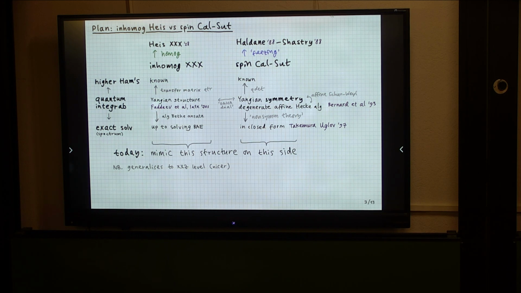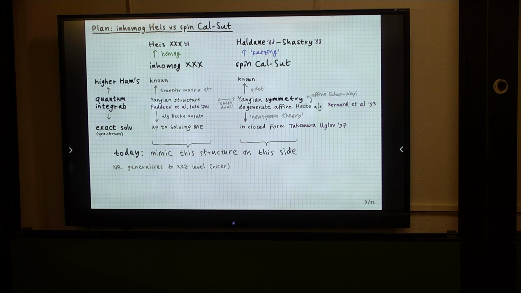On the right-hand side, now things are algebraically a little bit more clear than for Haldane-Shastry. So this model still has a Yangian symmetry. Here it's algebraically more clear how to construct the higher Hamiltonians, how to get the relation to this degenerate affine Hecke algebra, and then how to construct eigenvectors. And so what we will really be doing is mimicking the structure on the left in the setting on the right for the Calogero-Sutherland model. So that's why we're doing a Bethe ansatz inside Calogero-Sutherland models.